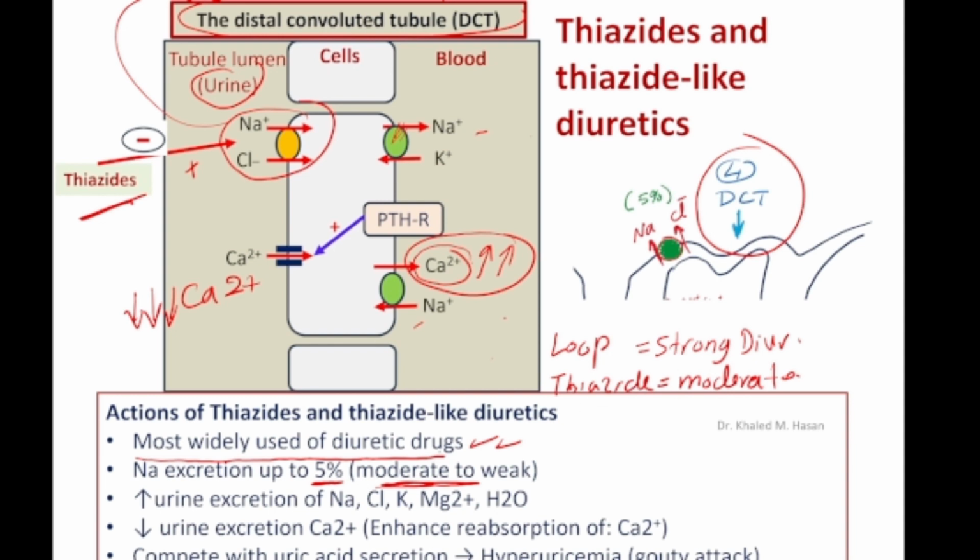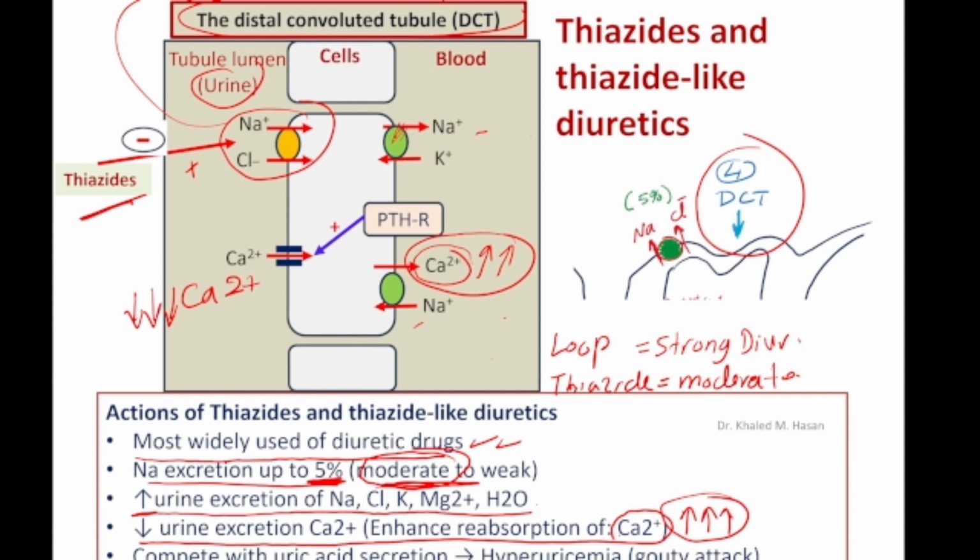So this group of medication is considered a moderate diuretic, eliminating 5% of sodium in the urine, and increasing elimination of sodium, chloride, magnesium, and water. We don't have calcium here. They decrease excretion of calcium and enhance reabsorption of calcium to the blood. We are going to see increased level of calcium in the blood, and this is considered a good sign. We need calcium in the blood here. The next one competes with uric acid secretion and may cause hyperuricemia and gouty attack.